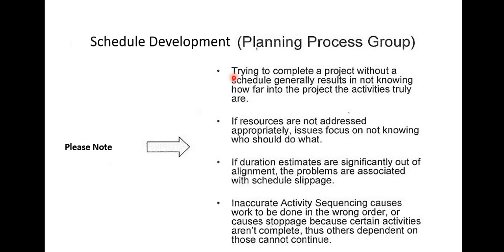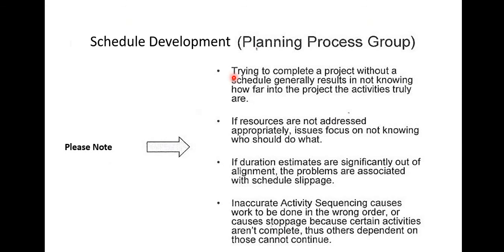So we need to also look at a few things. Trying to complete a project without a schedule generally results in not knowing how far into the project the activities truly are. If resources are not addressed appropriately, you should focus on not knowing who should do what. If duration estimates are significantly out of alignment, the problems are associated with schedule slippage. So that is, your schedule is getting out of hand. You were planning to finish this in 3 months, and now it is 8 months, you don't even know when you're going to end. So that is a typical example of schedule slippage.